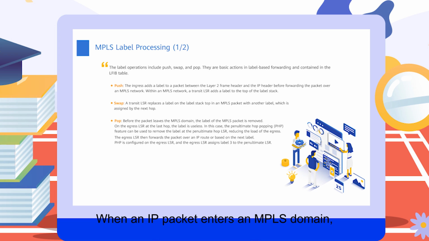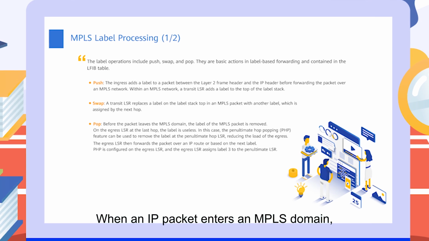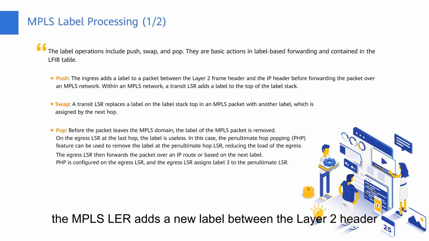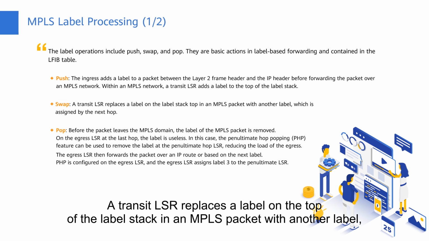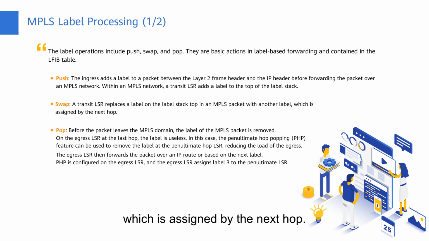When an IP packet enters an MPLS domain, the MPLS LER adds a new label between the Layer 2 header and the IP header of the packet. A transit LSR replaces the label on top of the label stack in an MPLS packet with another label, which is assigned by the next hop. When the packet leaves the MPLS domain, the label of the MPLS packet is removed.